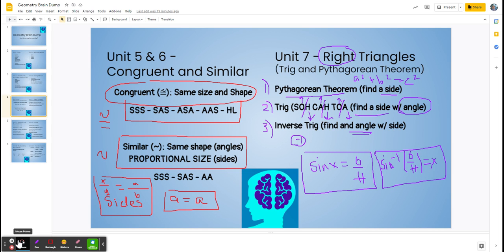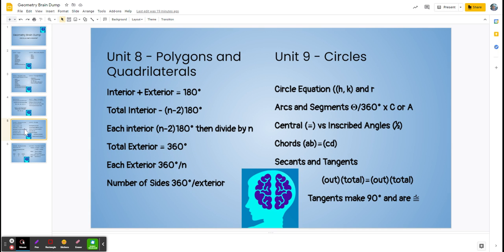We're rocking and rolling. You ready to go to the next one? All right, our favorites, polygons. Woohoo! There were so many formulas.